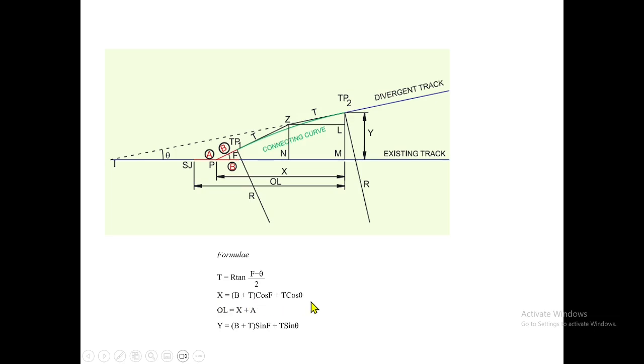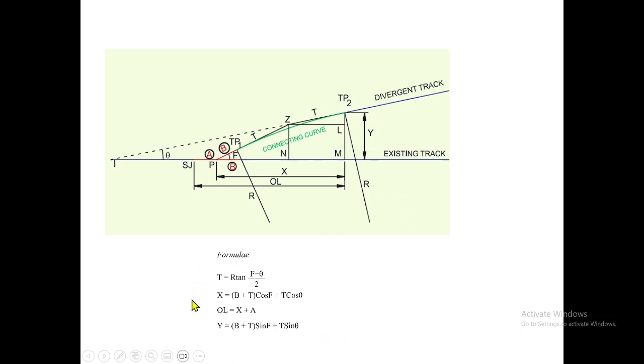Of course, X, the same way as in the previous case, we have to do it. X equals B plus T cos F plus T cos theta. Then the overall length is, of course, X plus A. And the Y distance uses the sine rule here, because it is the vertical, the opposite side relating to your hypotenuse. Here B plus T sin F will be this portion, and T sin theta will be this portion. So we are getting the Y.